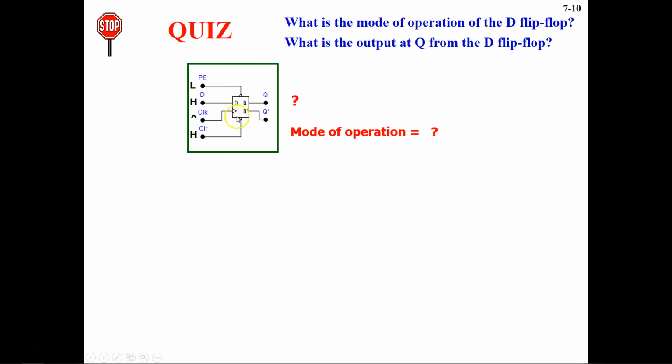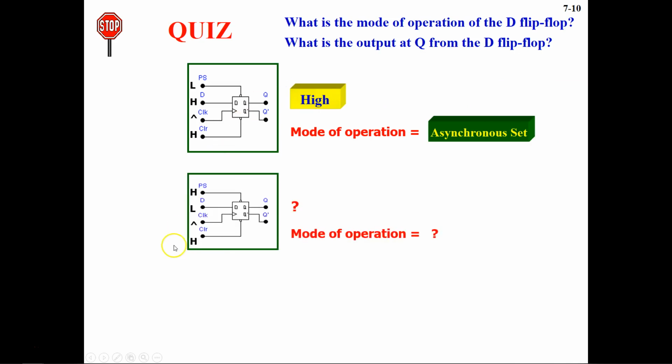This bubble basically represents the active low input, which means if you provide 0 or low input to the preset here, then what will happen? Your output is going to turn on, which means your output will be high. So we can say that the mode of operation is asynchronous, and in this case, when your preset is low, your output is going to be high.